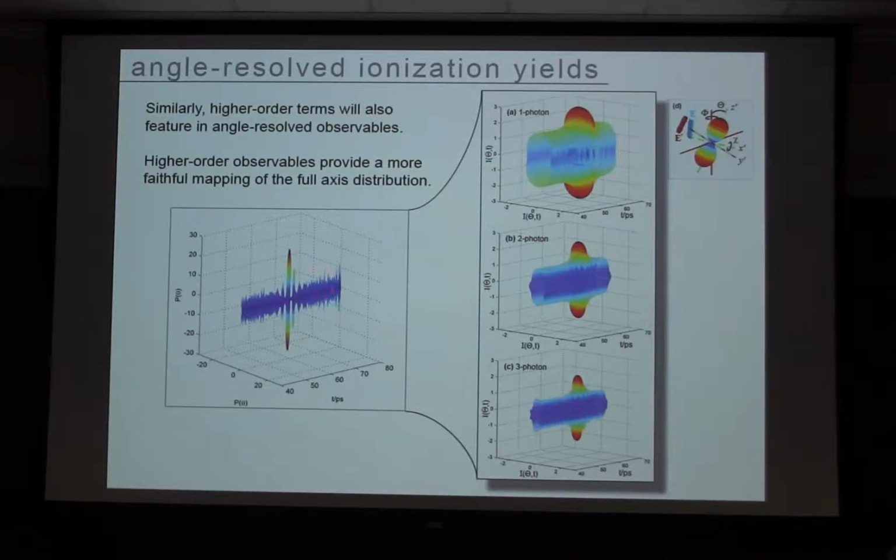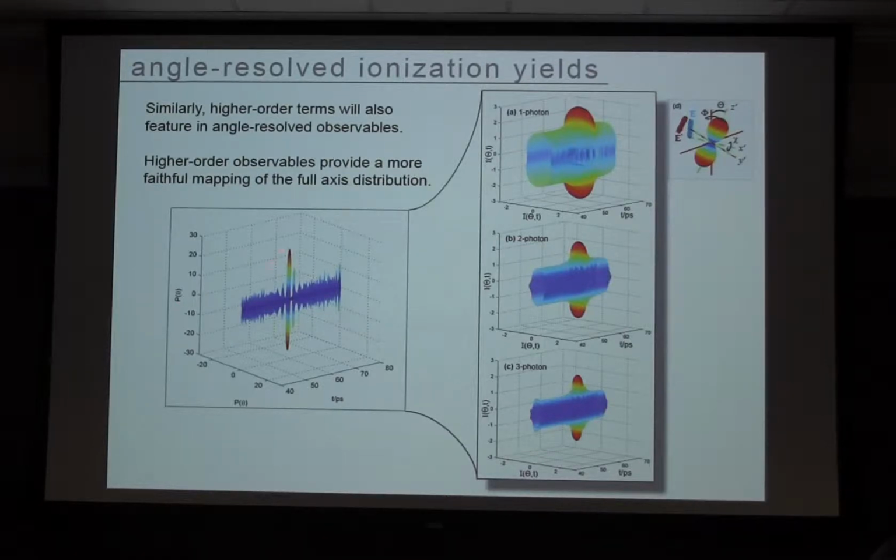And so this thing here is the initial distribution that we're preparing. You can see what you might expect, which is that if you move to higher photon orders, you start to map something that more closely resembles the full axis distribution, as opposed to just that cos squared theta expectation value, for instance. And so if one were interested in really mapping rotational distributions, this may be a good observable to use.